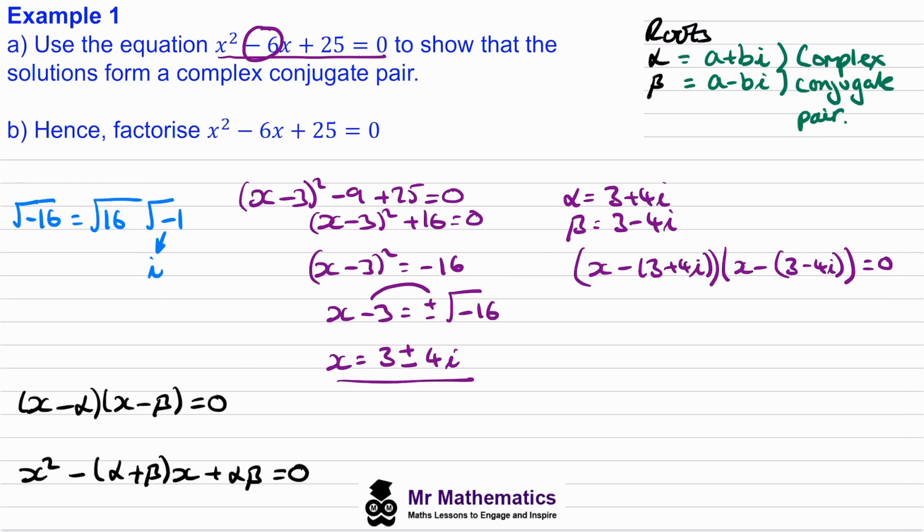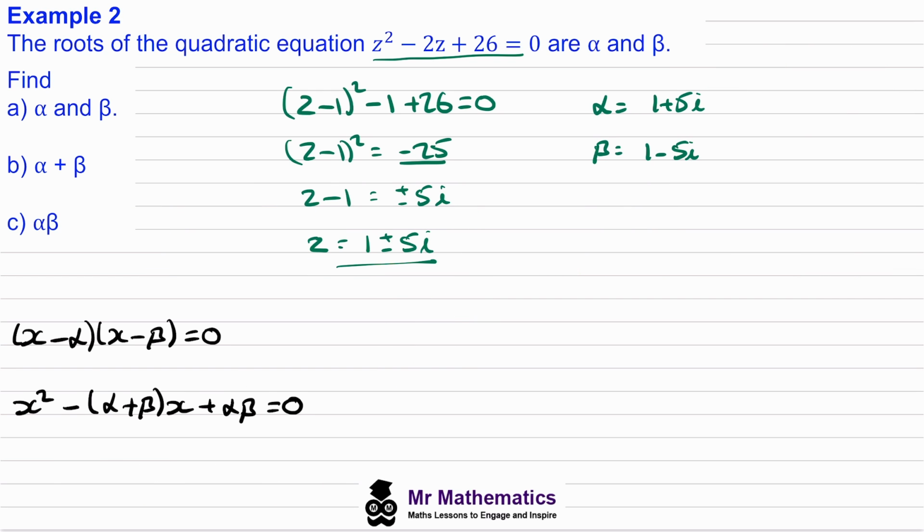And if we go back to this relationship here, we can work out alpha plus beta, which will be the negative of the number before the x term, which in this case is negative 2. So alpha plus beta will be equal to 2. And I want to show you why this works again. So for part B, if we add alpha and beta together, this will be 1 plus 5i plus 1 minus 5i. This negative 5i will cancel with this positive 5i, and we're left with the 1 and the 1 to make 2.